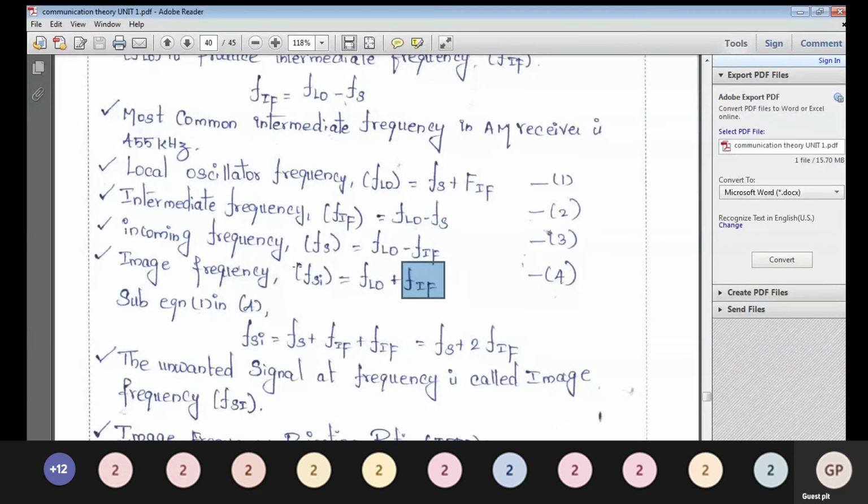Just all of you think about that. Our expected output is 7. Locally generated frequency is 2. One signal is coming. The output signal is 7, locally generated is 2. If the incoming signal is 9.